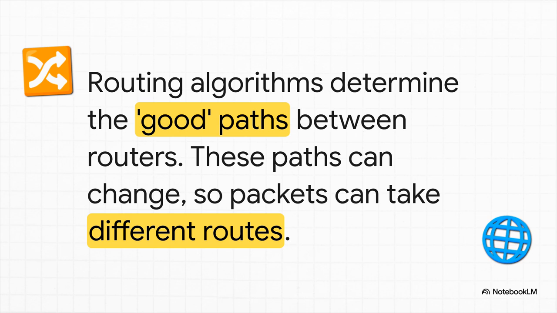And here's something that just kind of blows my mind. Packets from the very same web page can take completely different paths across the world to get to you. One might zip through London, another might go through Tokyo. This is what makes the internet so resilient. If one path gets blocked or slows down, the packets just get rerouted on the fly.